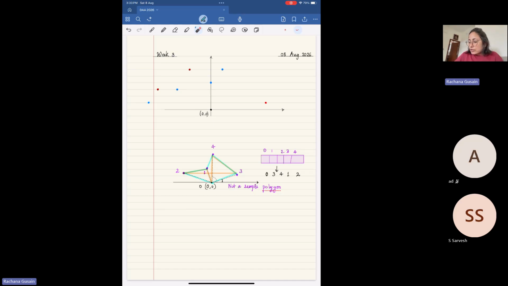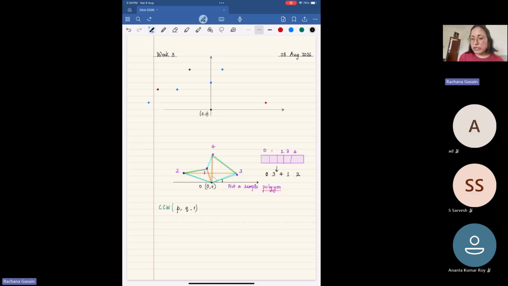CCW will take 3 parameters, 3 points, P, Q, and R. Just a quick recap of CCW as well, because that is the simple test we are going to use to compare the angles formed by 2 points. So CCW will take 3 points, P, Q, and R in the plane, and it's going to return me a negative, a positive, or a 0 value, depending on how these points are oriented.